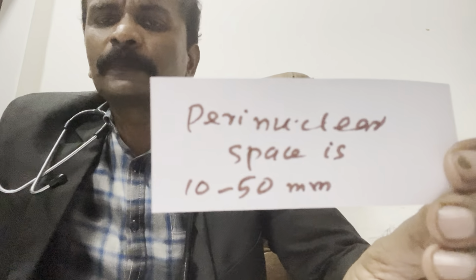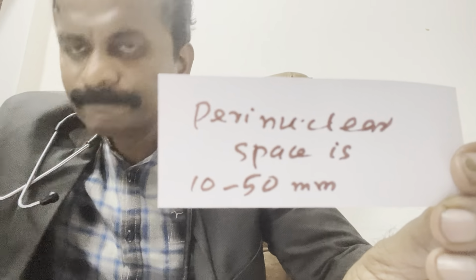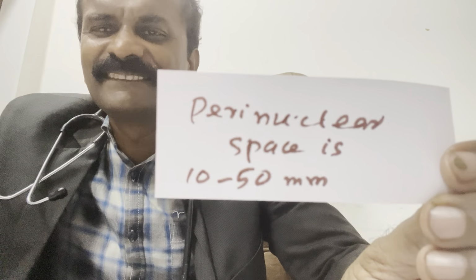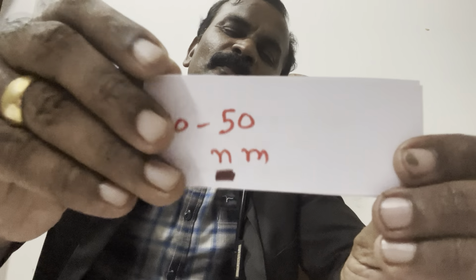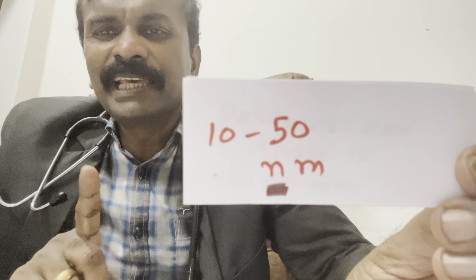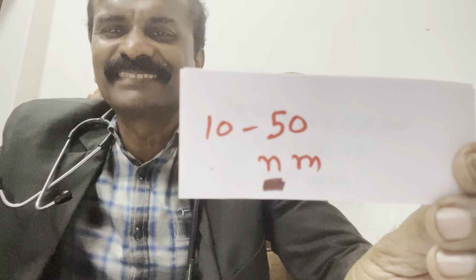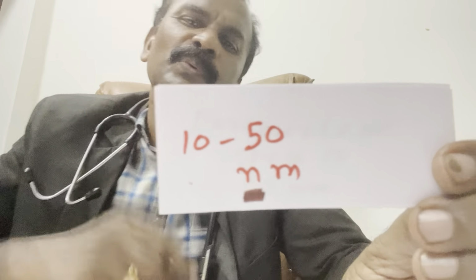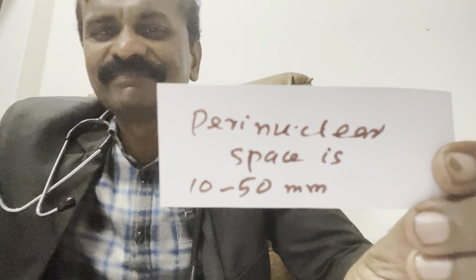Perinuclear space is 10 to 15 nanometer, or 10 to 50 nanometer. Perinuclear space in a cell. These are all rank deciding. What is the question? The question is important.